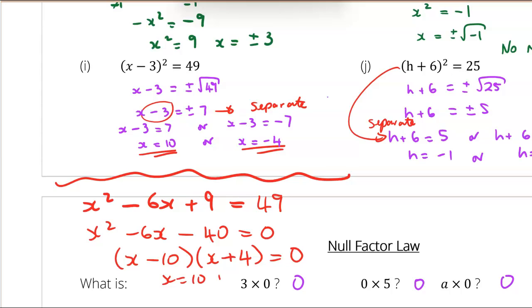Where did the take 6x come from? Take 6x comes from the expansion of x take 3 all squared. So if we set up the two brackets, x squared, take 3x, take 3x plus 9. So the 2 take 3x's is what gives you the take 6x there. So yeah, it can be done using expanding as well.